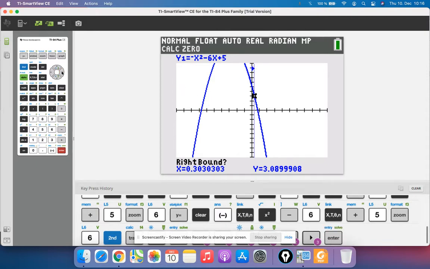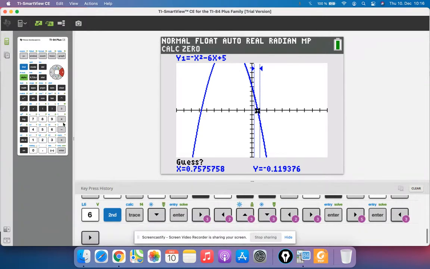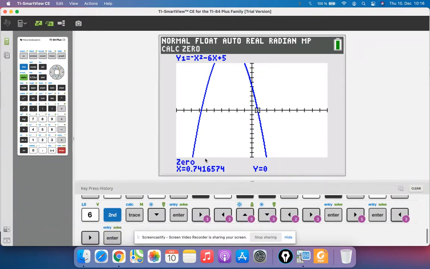Now I want to go somewhere to the right. Okay, and you don't have to go very far. And then guess means go in between those two vertical lines and try to get as close to the x-intercept as you can. And now it's going to tell us 0.7416 is the x-intercept, and we would want to round to 3 significant figures, so 0.742.